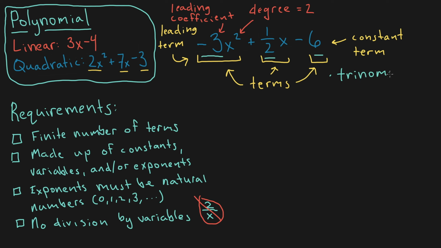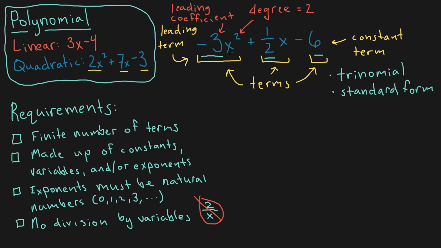Trinomial. And we say that this polynomial is in standard form. Standard form just means that the degree of our variables goes down as we go from left to right.